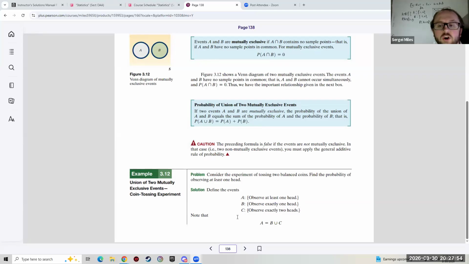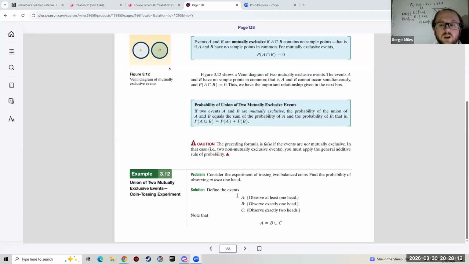Now, B and C are completely mutually exclusive. They share nothing in common, right? B only has outcomes with one head. C only has outcomes with two heads. But together, they do represent the event A.